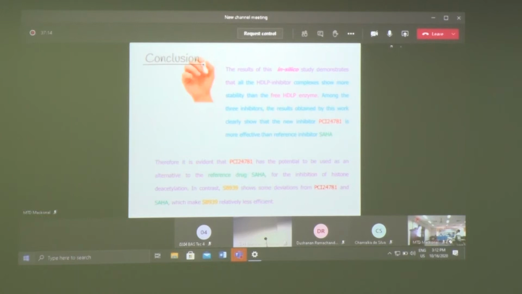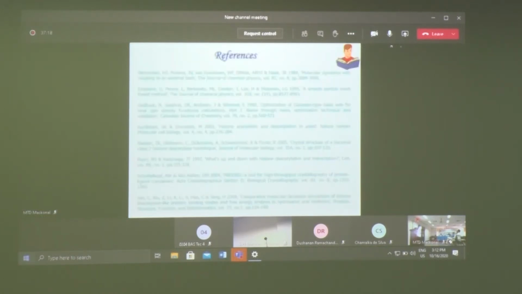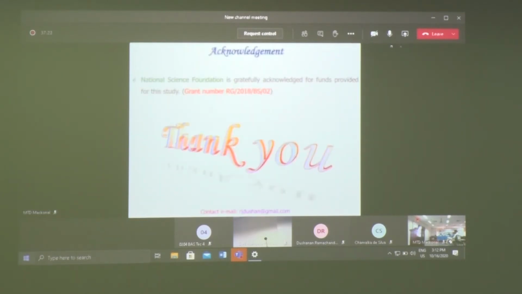And these are some of the references used for this study. And acknowledgement: the National Research Foundation is thanked for the funds provided for this study. Thank you.